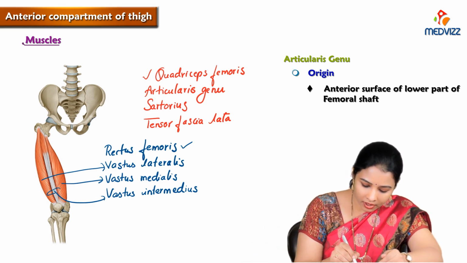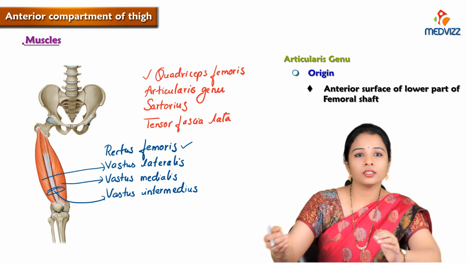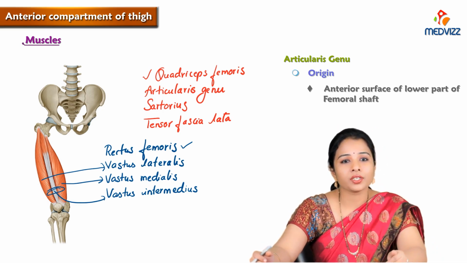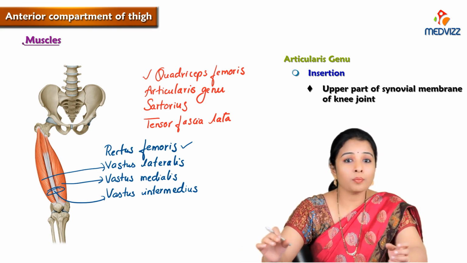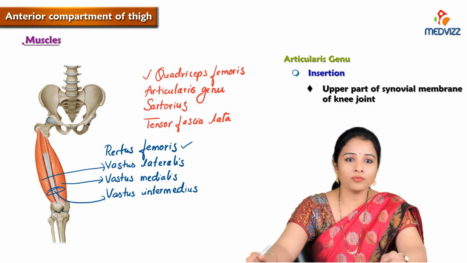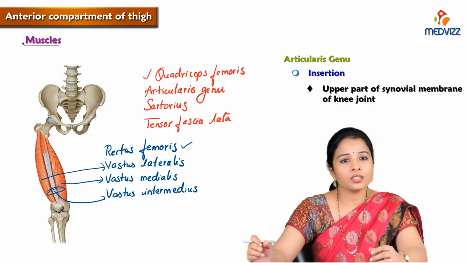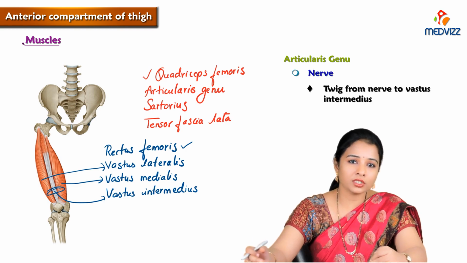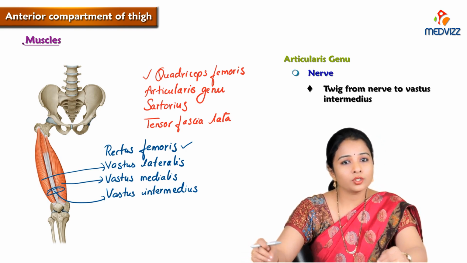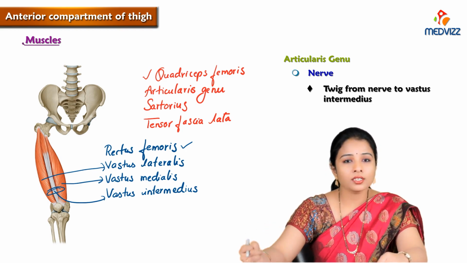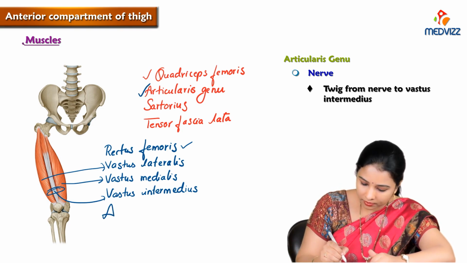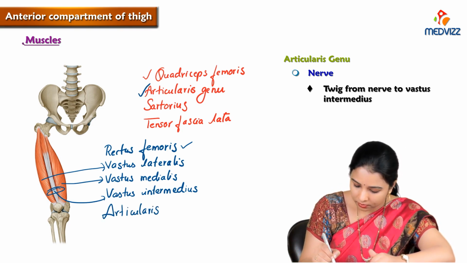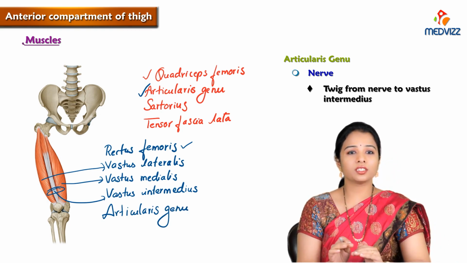So somewhere here it gets origin beneath the vastus intermedius muscle, and it gets inserted into the synovial membrane of the knee joint. So the upper part of the synovial membrane of the knee joint, it gets inserted, and it is supplied by the same nerve which supplies vastus intermedius. So the twig which supplies the vastus intermedius, the same nerve twig supplies articularis genu. So that is this muscle. Genu means the knee joint.